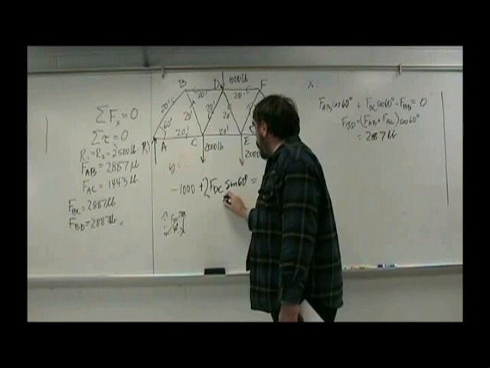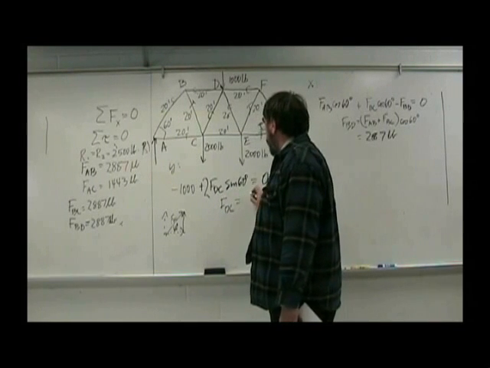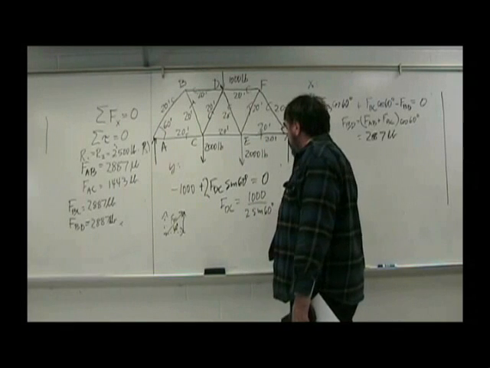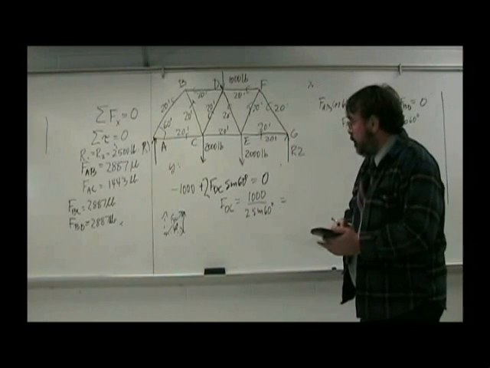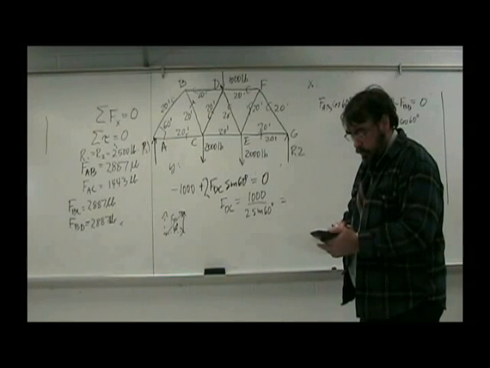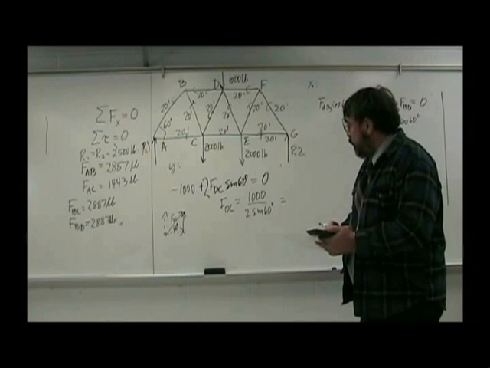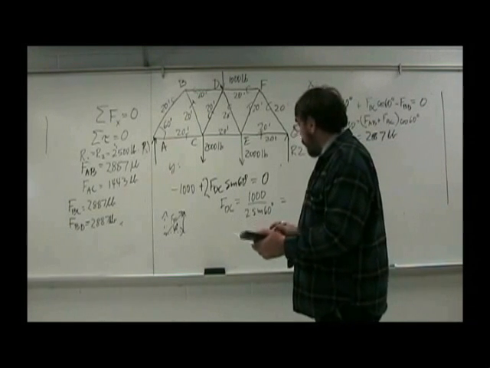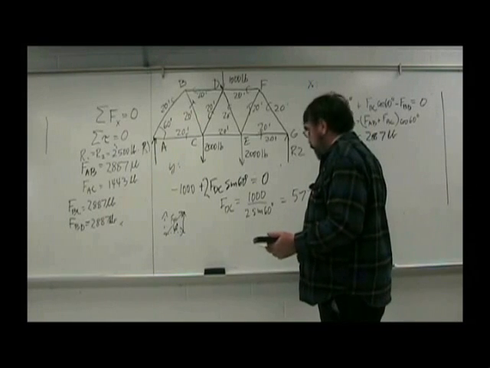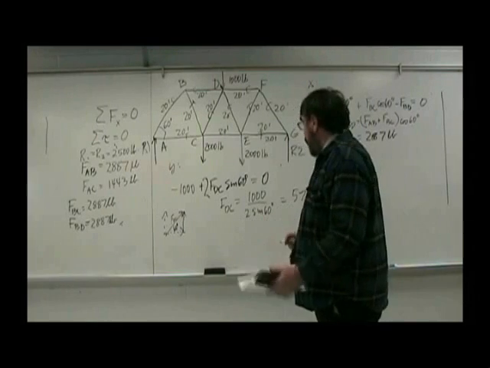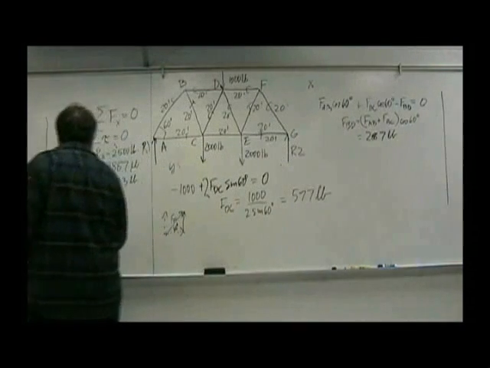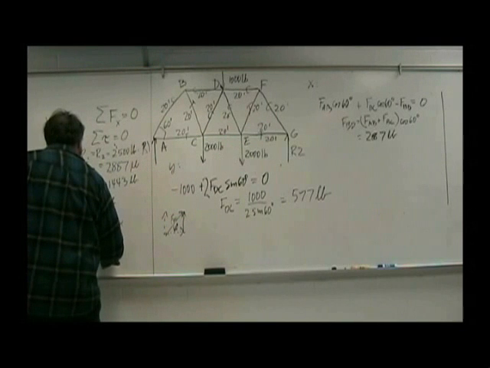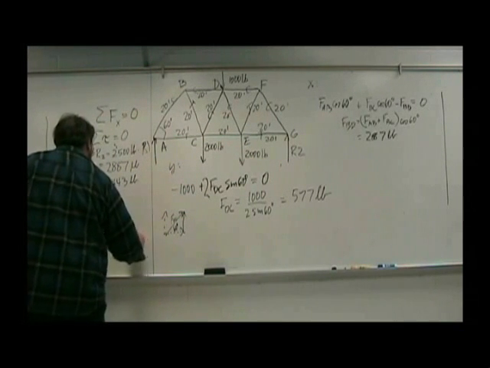So you get FDC equals 1,000, moving that to the other side, and dividing by 2 sine 60 degrees. And that's going to be 1,000 divided by 2 divided by sine 60 degrees. 577.35. 577 pounds. Okay. Store that in C. All right. So FDC, and that's also equal to FDE, equal 577 pounds. All right.